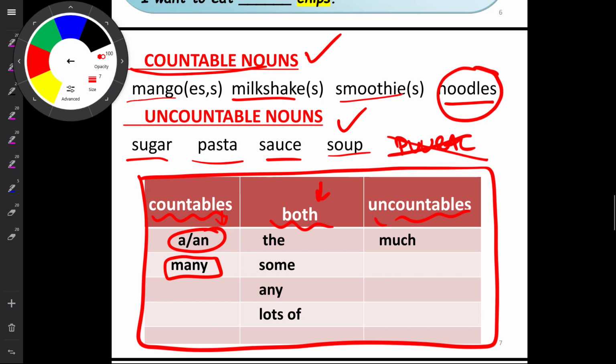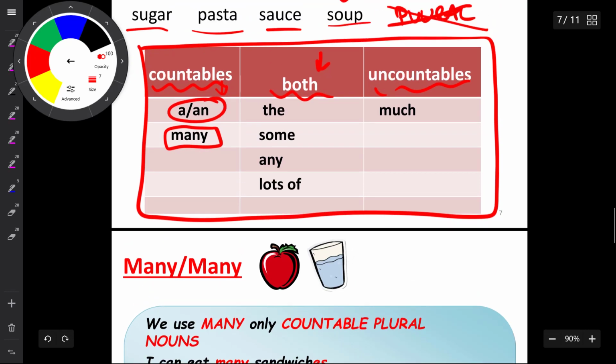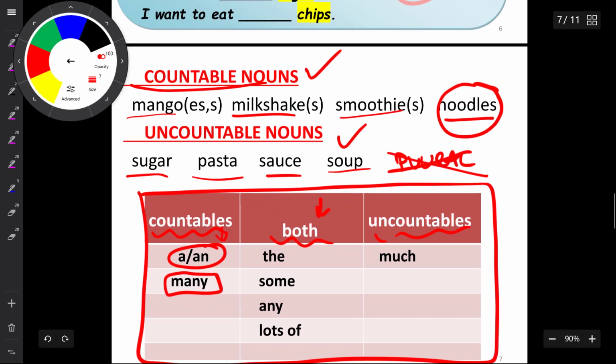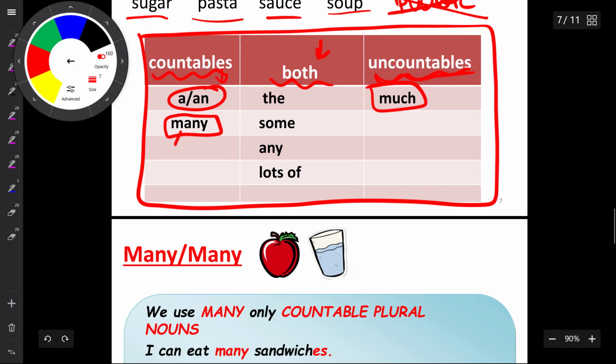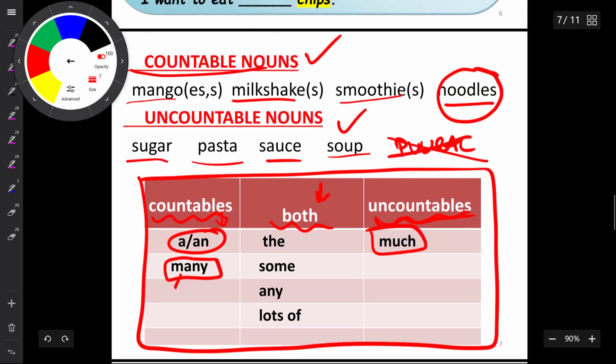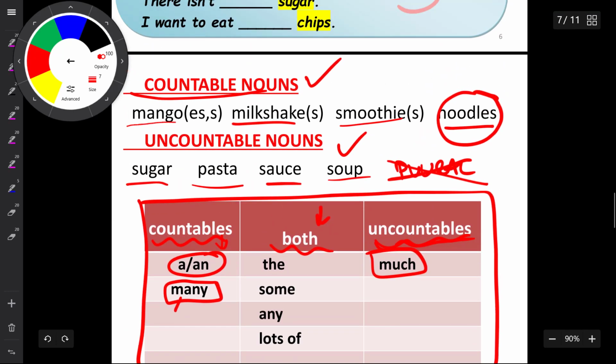This is not new for you, but I'm going to explain the next page, okay? Many. We can use just only countable nouns, an and many. With the uncountable nouns, we can use much. Oh, this is not correct. This is much. Okay, I wrote wrong. I'm sorry. Uncountables, much. Just much. We can use much just only with uncountable nouns.